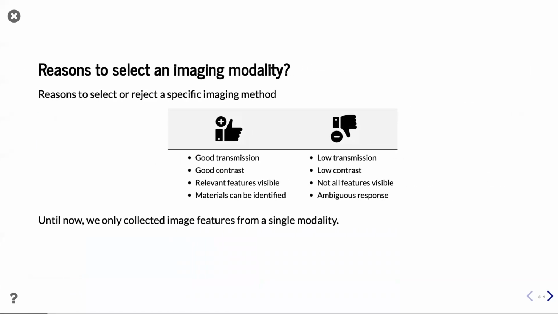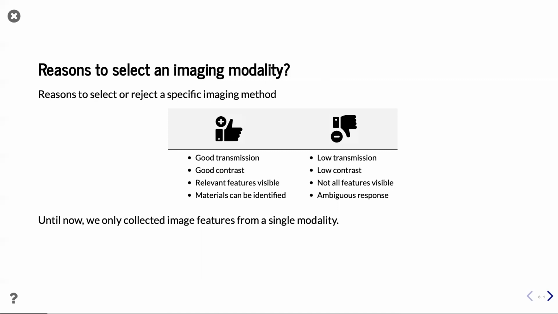If we have different modalities, for example different radiation types, then the reason for selecting one would be that we have a good transmission, perfect. We also have good contrast with this modality. And important is that our relevant features are visible, so we can actually detect them. Otherwise, it doesn't make sense to make the images. And that you can also identify different materials in the material.